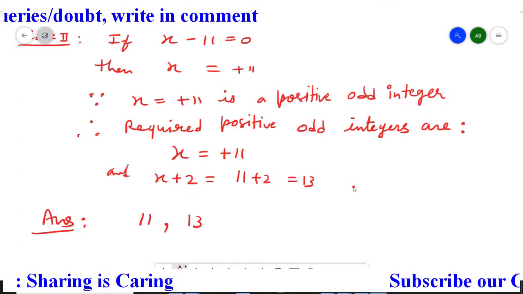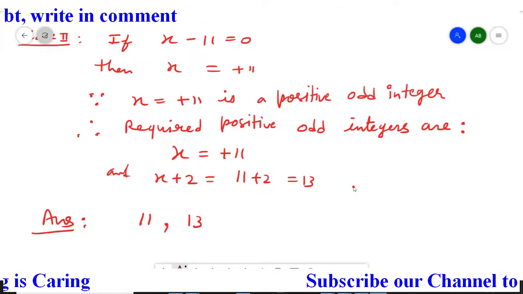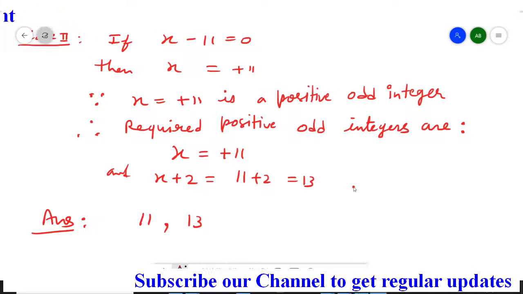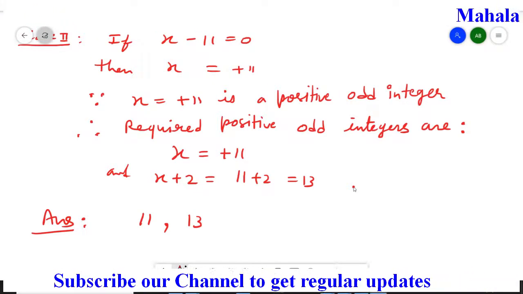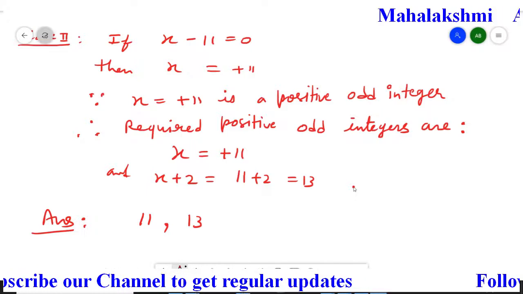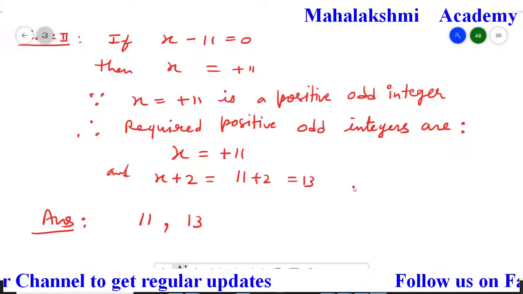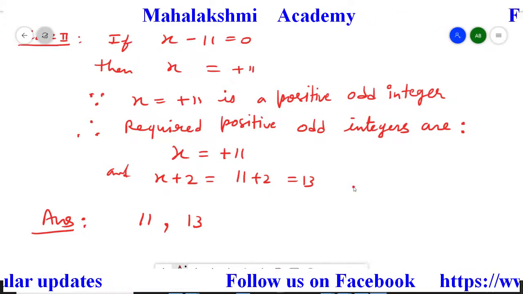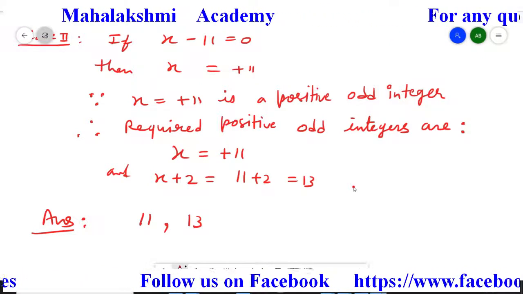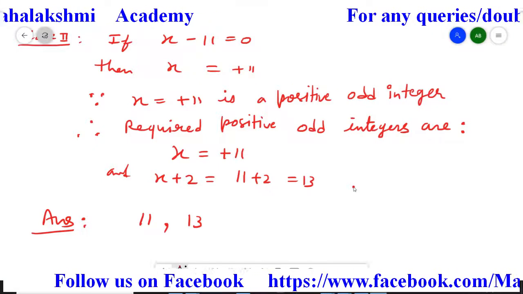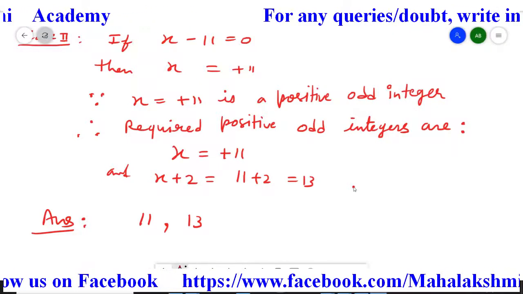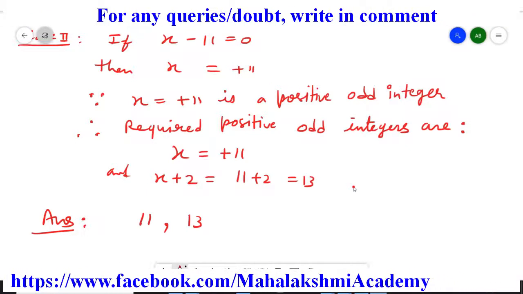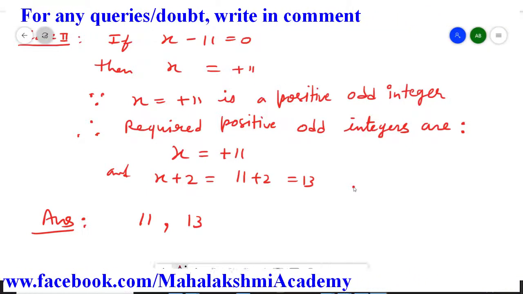Before solving this question, it should be very clear to us what is the meaning of consecutive positive odd integers. Consecutive positive odd integers means the continuous odd numbers which we get in counting numbers. And if we know any one consecutive positive odd integer, the next one we can get by adding plus 2. Keeping these things in mind, we can solve the question very easily.